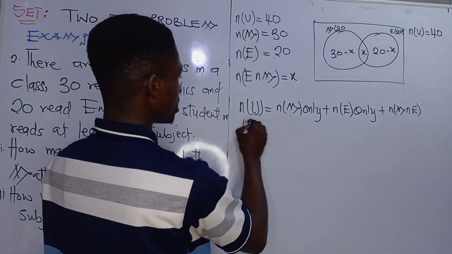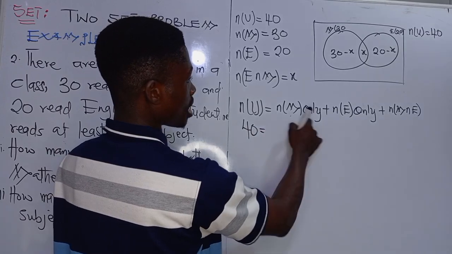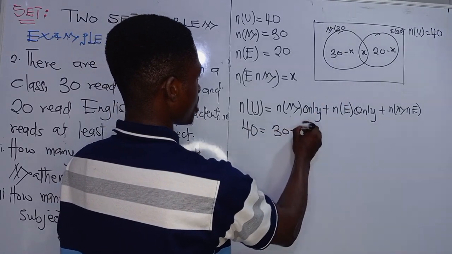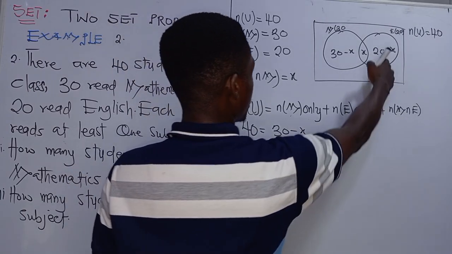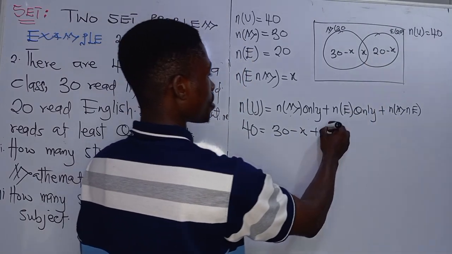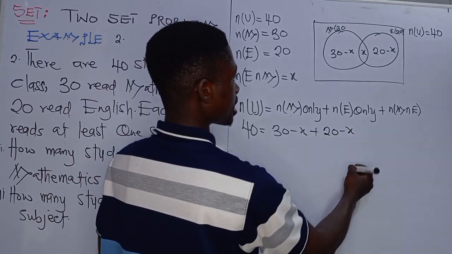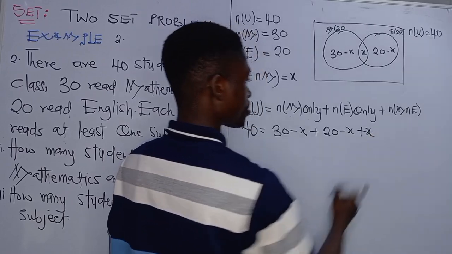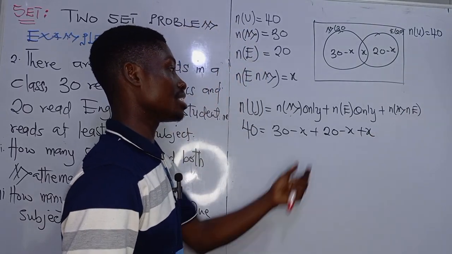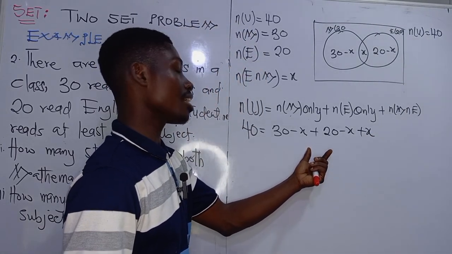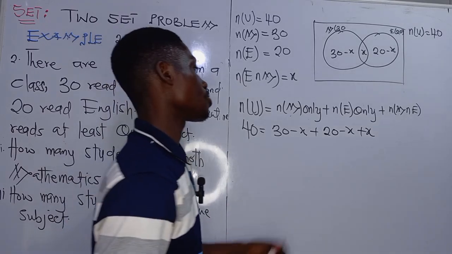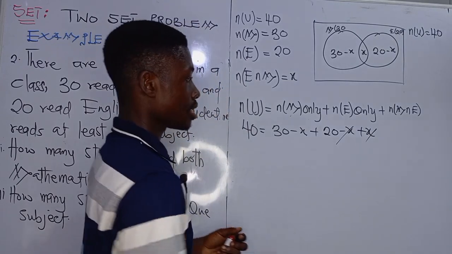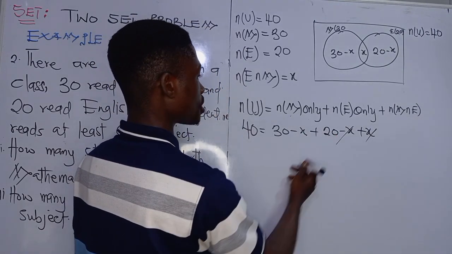So we have 40 is equal to M only, is this particular region. So we have 30 minus X. E only is this particular region. So we have 20 minus X. And then we have M intersection E, which is what? X. As I said, when you read this well, it is a matter of algebra. So you realize that minus X will cancel positive X. We are left with what? 30 plus 20 will give us 50.